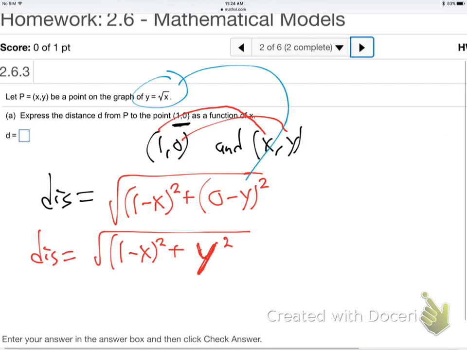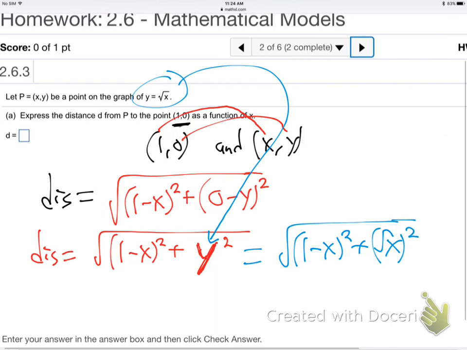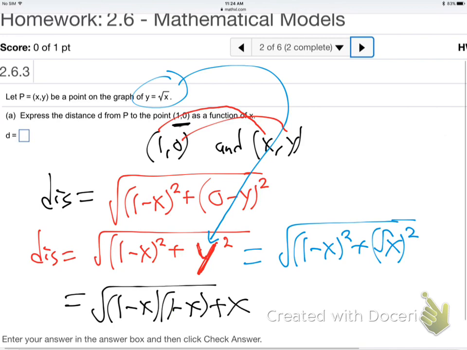y is the root of x, so plug right in there, root of x, and we get root of x squared. And what's root of x squared? That's just x. That's nice. So we go, it's 1 minus x plus plain x, isn't it? Root of x squared is just plain x. We still have to FOIL this all out. But is that good so far?